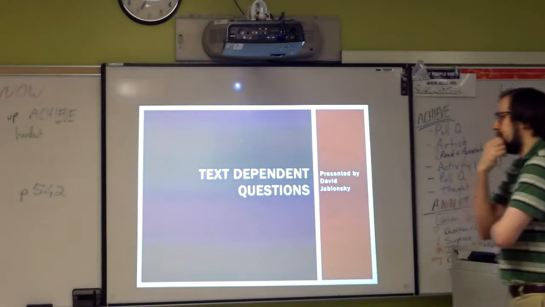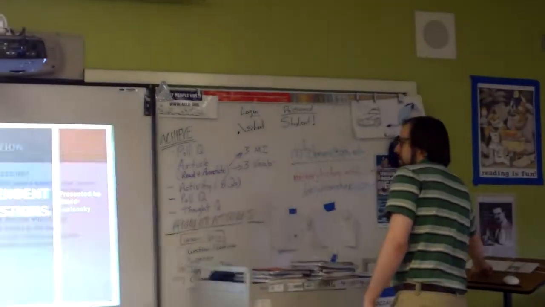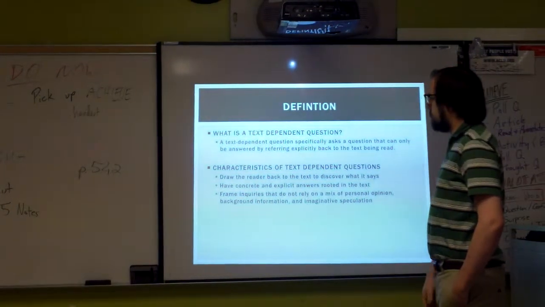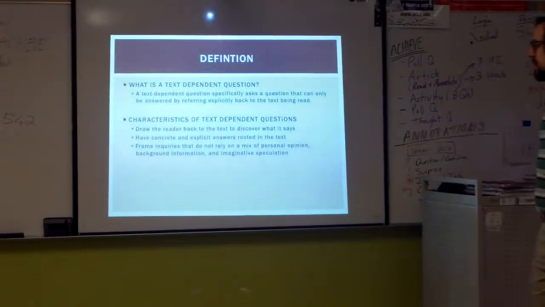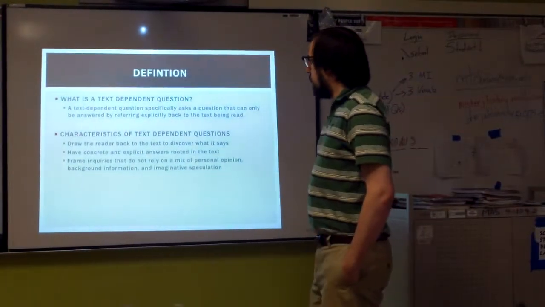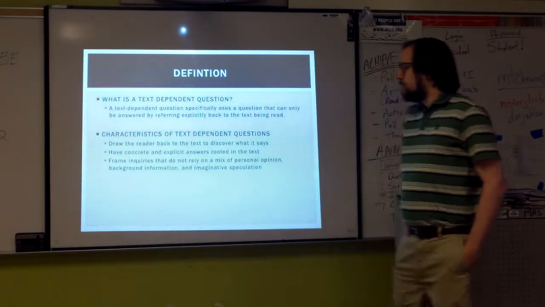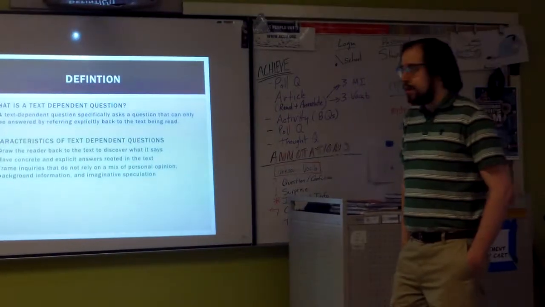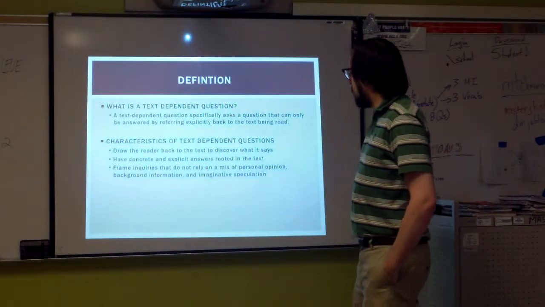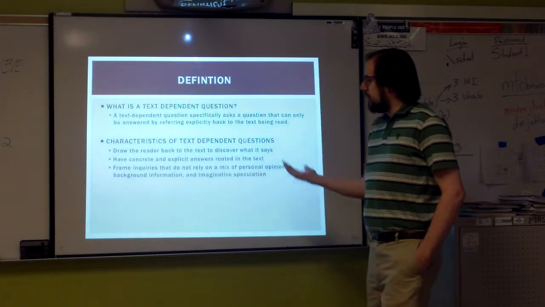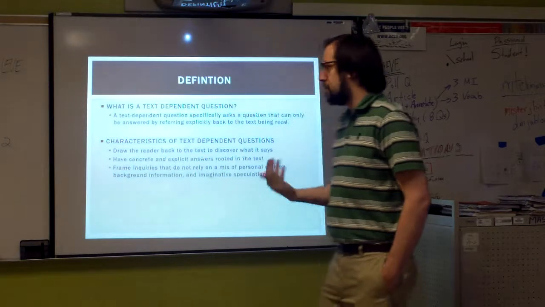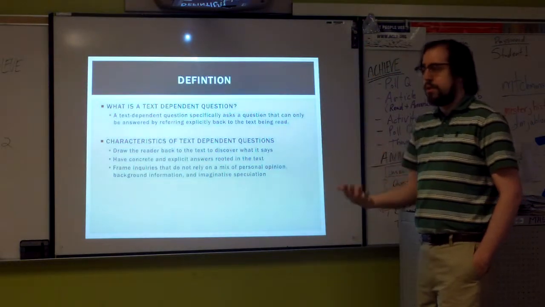They can certainly be right there questions. They can be higher order inference questions too, but you're going to have to come away with an understanding based on the text itself. So really the definition specifically asks questions that can be only answered by referring directly back to the text. Some characteristics of these types of questions: they draw the reader back to the text to discover what it's saying. They have concrete and explicit answers rooted in the text. And as Ed points out, a mix of personal opinion, background knowledge, imaginative speculation, those aren't dependent in text-dependent questions. It's all coming back to what the student has read.